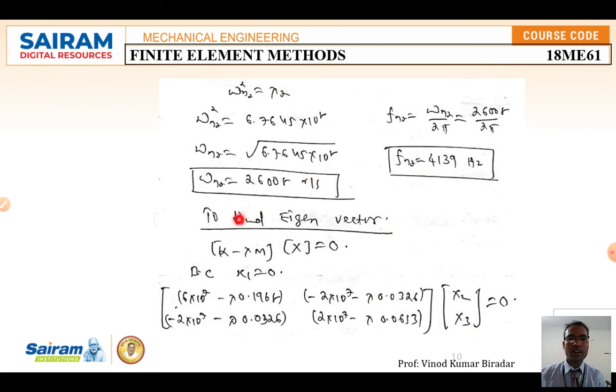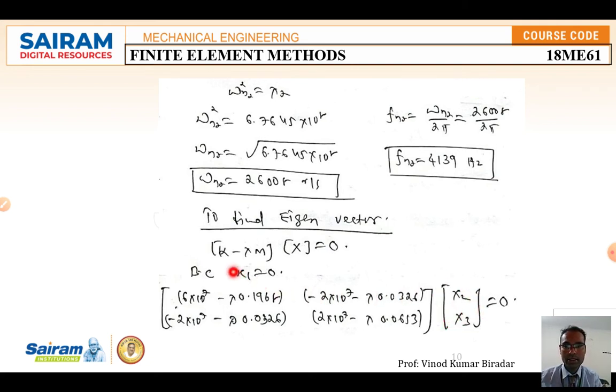Now we have to find the eigen vector. k minus lambda m into x is equal to 0, with the boundary condition x1 equal to 0, that is completely fixed. Now substitute the k value, which we already calculated, and the k minus lambda m value from the previous equation. The remaining unknowns are x2 and x3, that is node number 2 and node number 3.